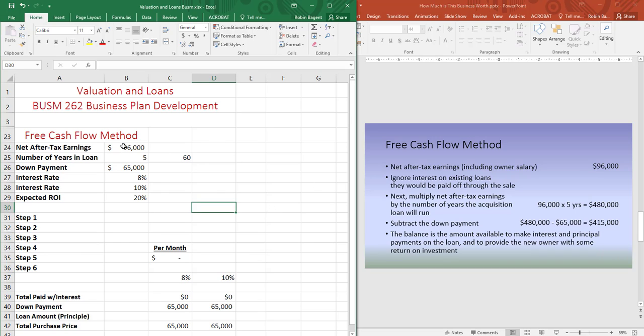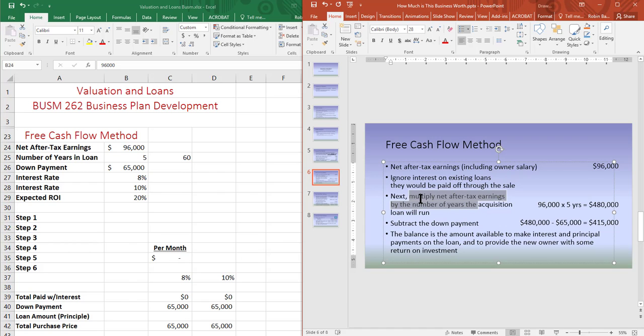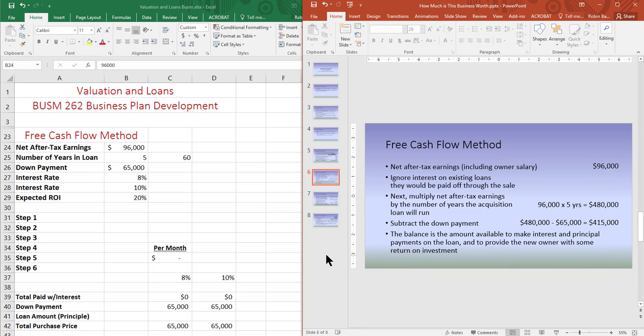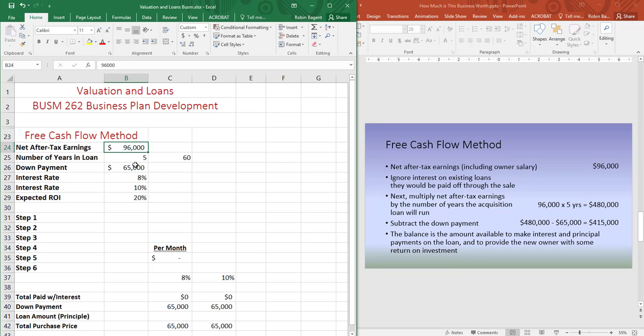So our first item is our net after-tax earnings, and that includes our owner's salary, so $96,000. Then we'd multiply that by the number of years that the loan is going to run. So 96 times 5, and let's call that step 1, equals 96 times 5. And that's $480,000.